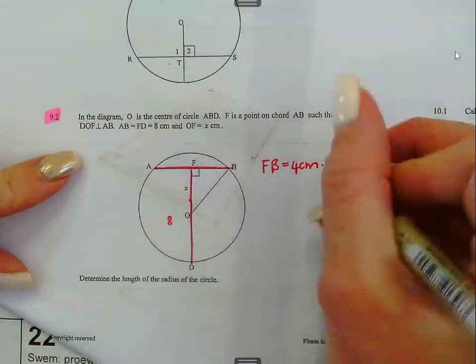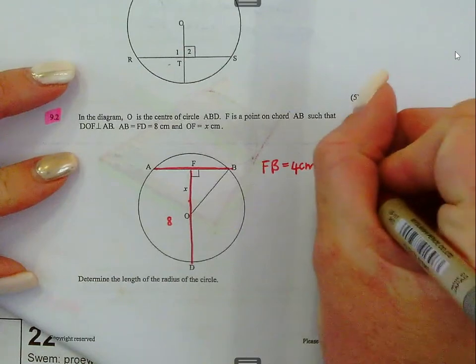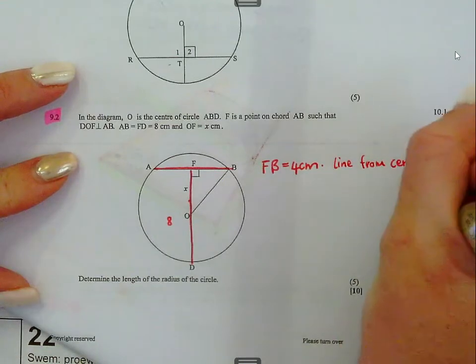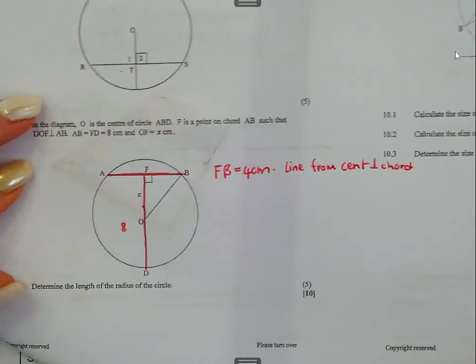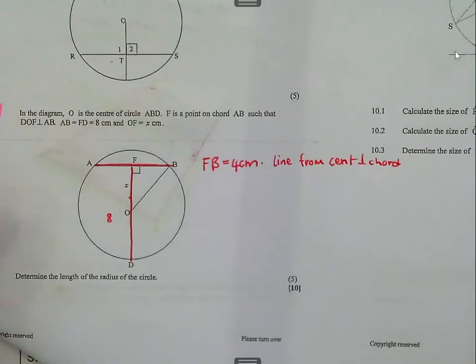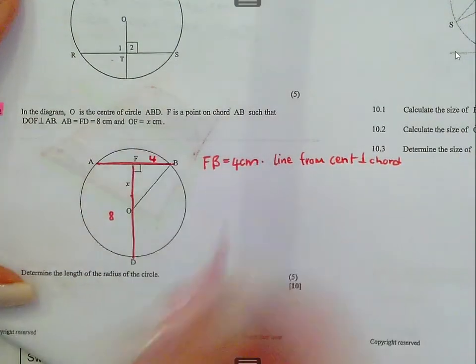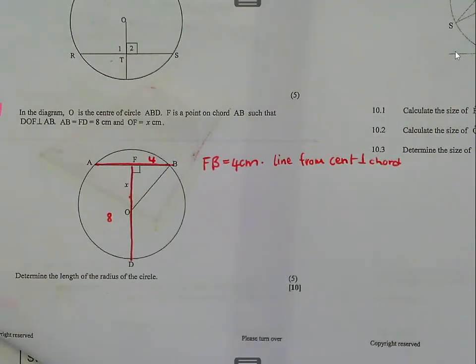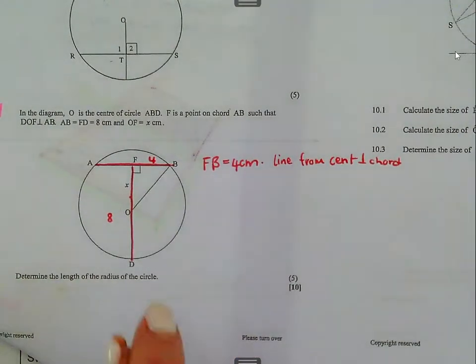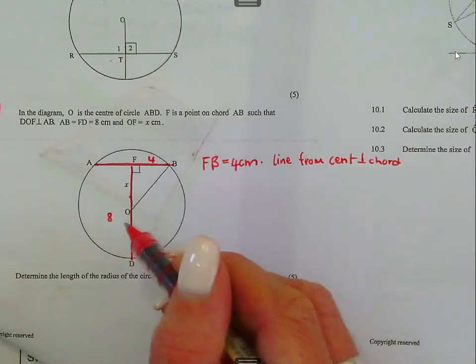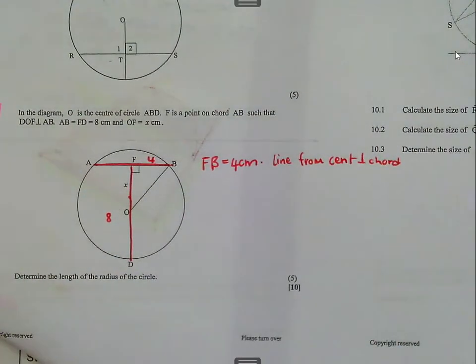So I say FB is 4 centimeters, line from center perpendicular to chord. Do you understand that? Please don't forget that reason. Please, please, please. Okay, so now I have that side is 4. Now I have one known side and one side in terms of x. Now there's no way for me to find the length of x or the length of the radius at this stage. So I only have one known side.